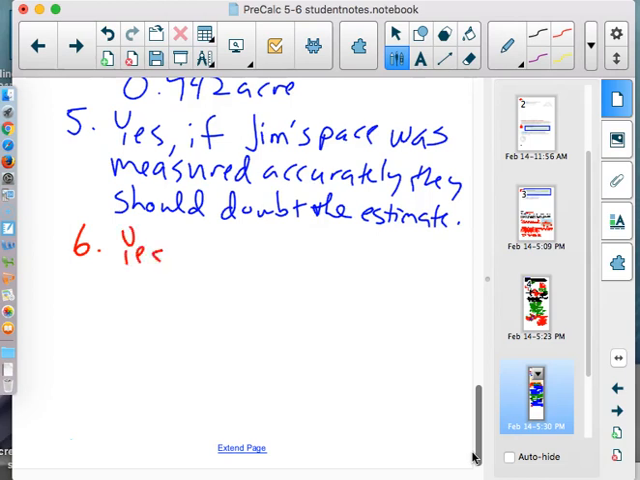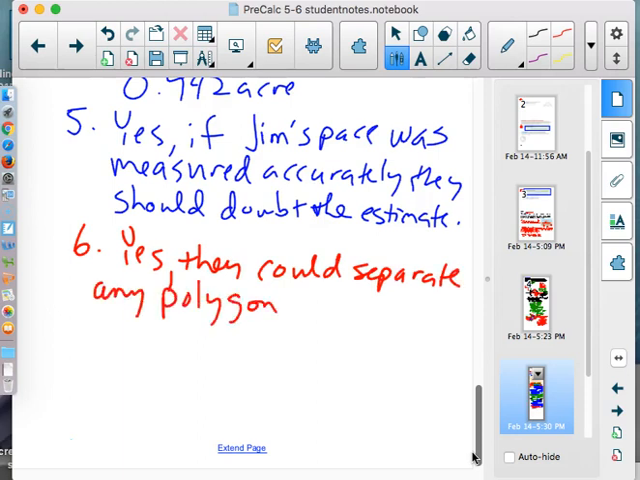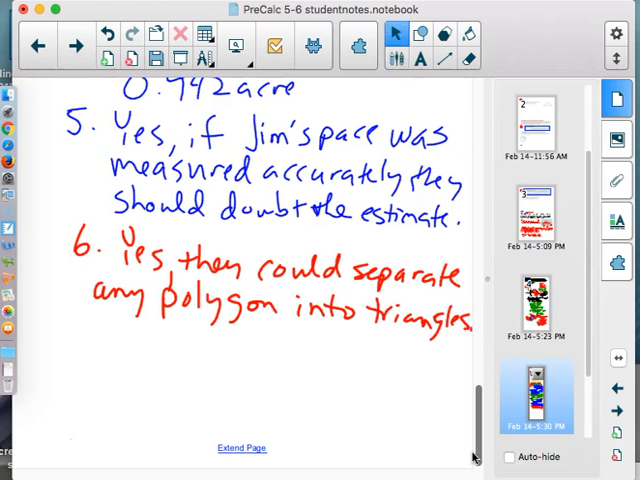So yes, they could separate any polygon into triangles, and they could use this to estimate that. Now, in reality, they would probably go to the county and get a printout of the well, they usually have an aerial photo that they could use to figure out the square acres, square miles, square acres, anything, you know. But again, square acres we just call acres because they are two-dimensional. So our objective was definitely met.